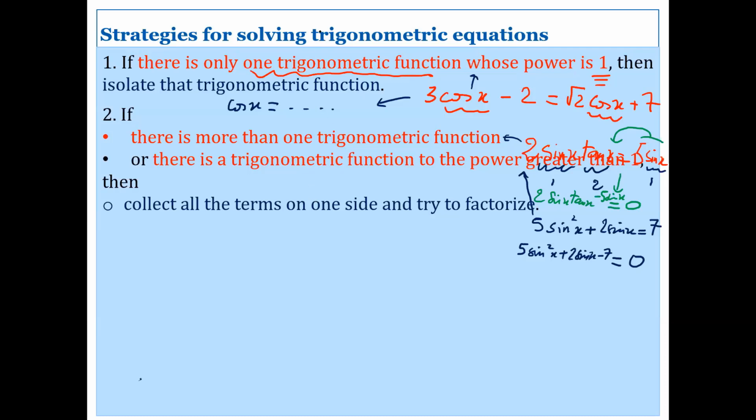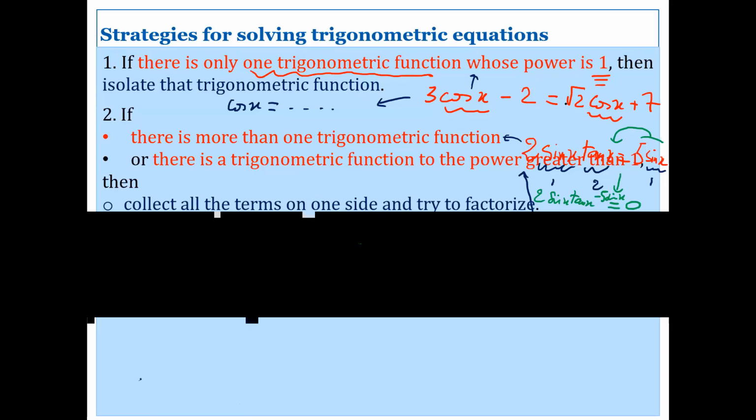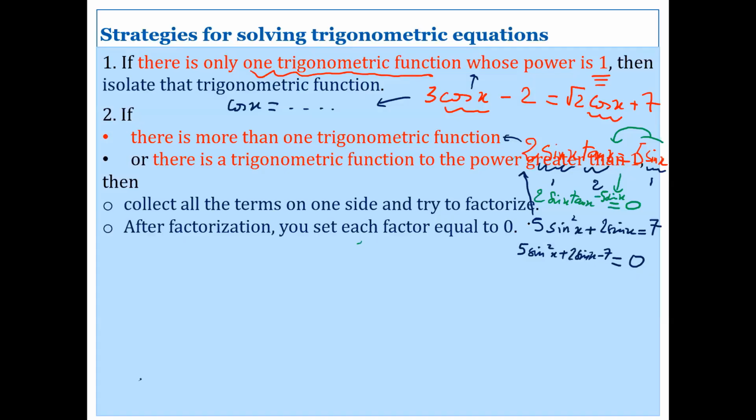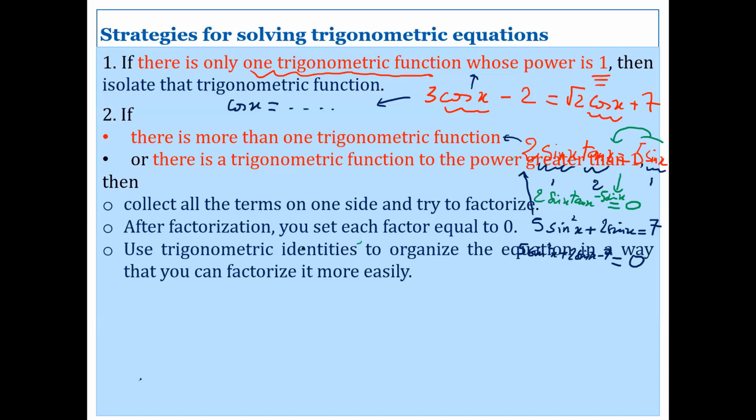If we have the simple case, which is one trigonometric function, we isolate it and move all the numbers to the second side. If we have the second type or third type, we write 0 on one side and collect all terms on the other side. Then we factor or we solve a quadratic equation using the discriminant. Sometimes we also have to use trigonometric identities to organize and to simplify factoring.